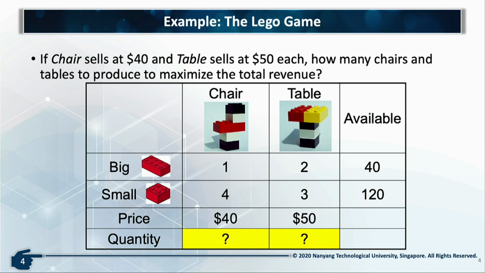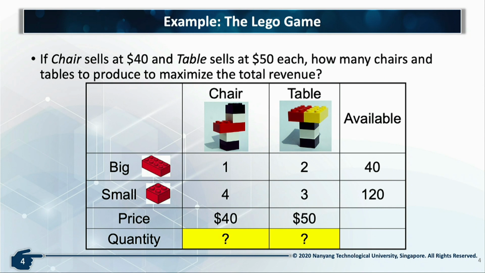You just use your eyeball to think about how many chairs to produce and how many tables to produce, and then check whether it will satisfy all those constraints, and finally compare which one will give you the largest revenue. This is one very intuitive approach, right?